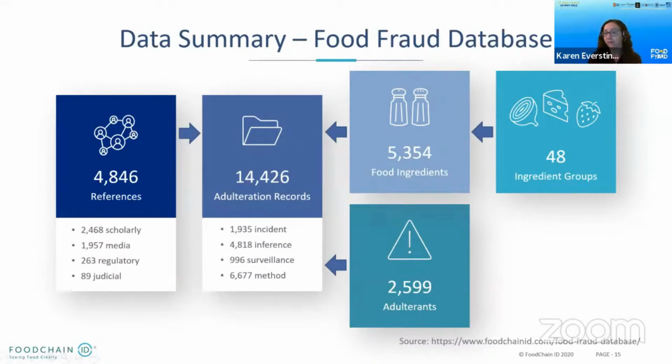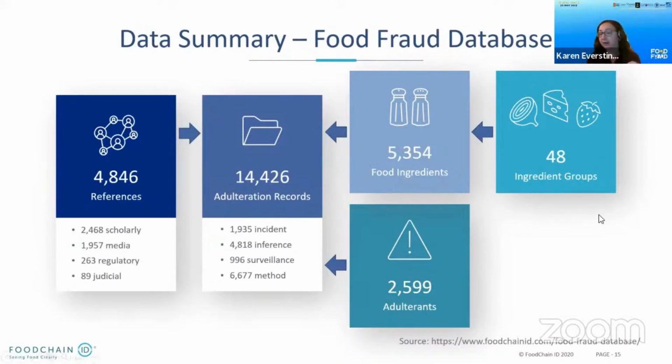We do have more than 5,000 what we call food ingredients, but what are really raw materials. Not all of those have records. We try very hard to represent the landscape of food ingredients broadly, regardless of whether there is an actual food fraud record, so that it's clear kind of what we are tracking and how.